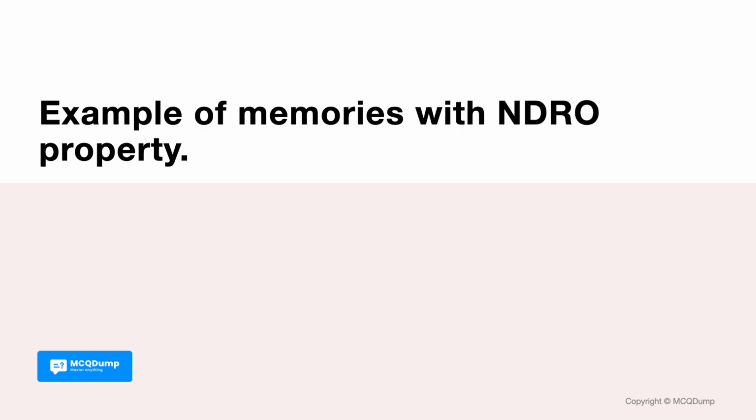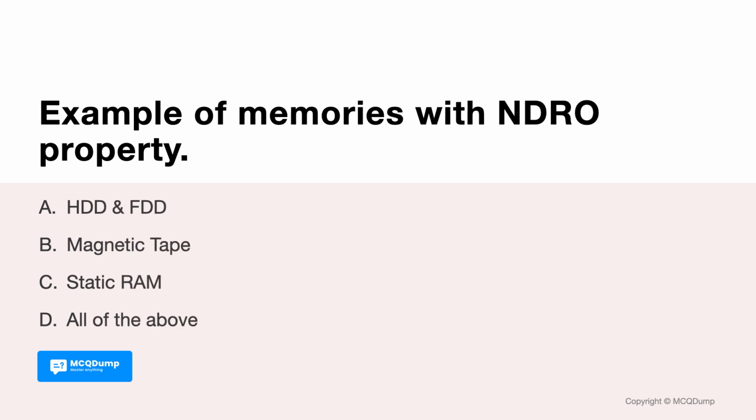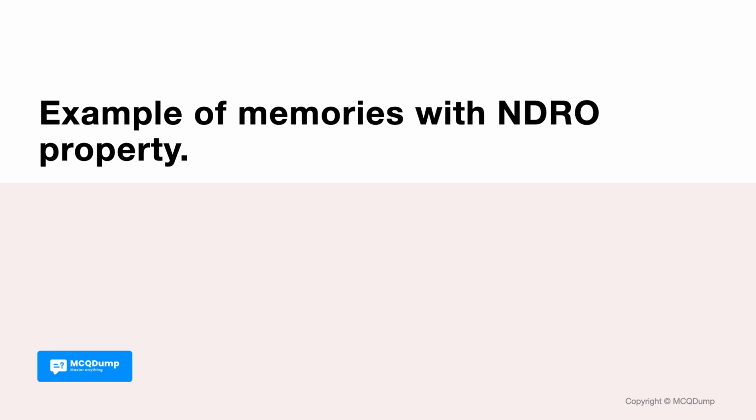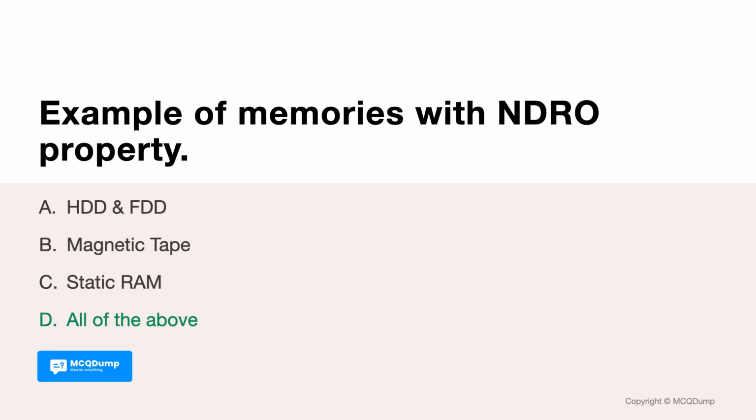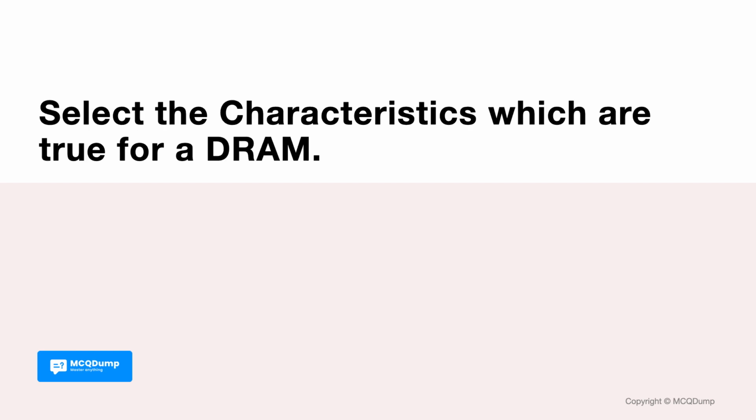Example of memories with NDRO property. Options are A. HDD and FDD. B. Magnetic tape. C. Static RAM. And D. All of the above. Answer is D. All of the above. In some memories, the process of reading the information does not destroy the stored information. This characteristic of the memory is called non-destructive readout, NDRO. Select the characteristics, which are true for a DRAM compared to SRAM.